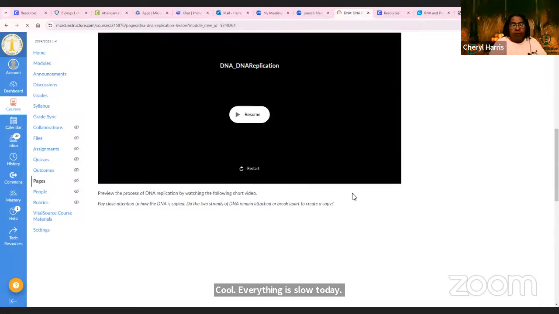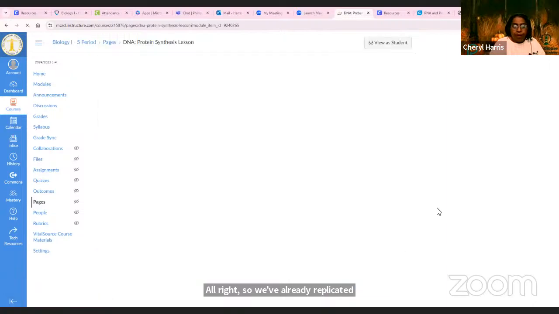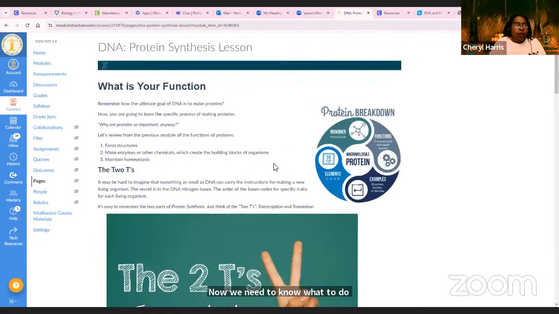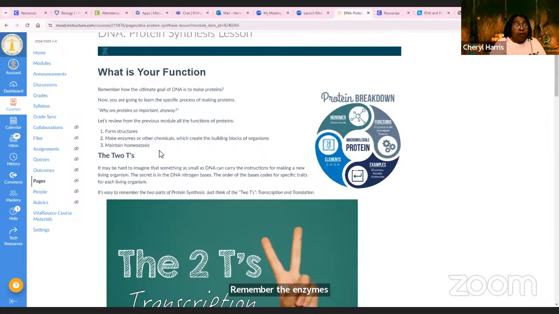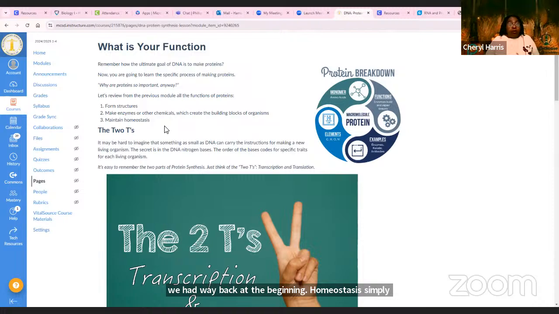All right, so we've already replicated our DNA. Now we need to know what to do with the information we just copied. All right, so that's what we did. We reviewed the forms. Remember the enzymes help make these activities happen. And we do this to maintain homeostasis. That was a word we had way back at the beginning. Homeostasis simply means to create a balance in your system. So we have to make proteins in order to keep our body in homeostasis.